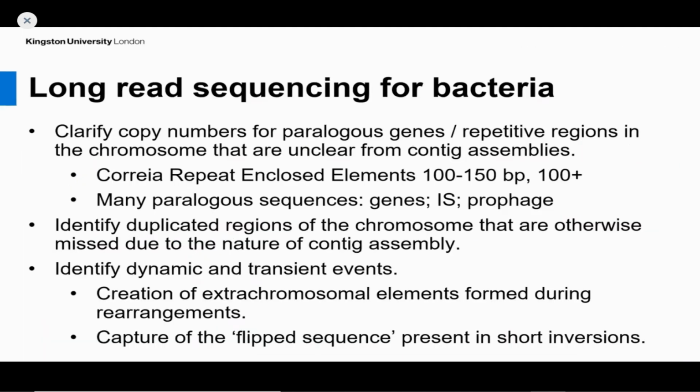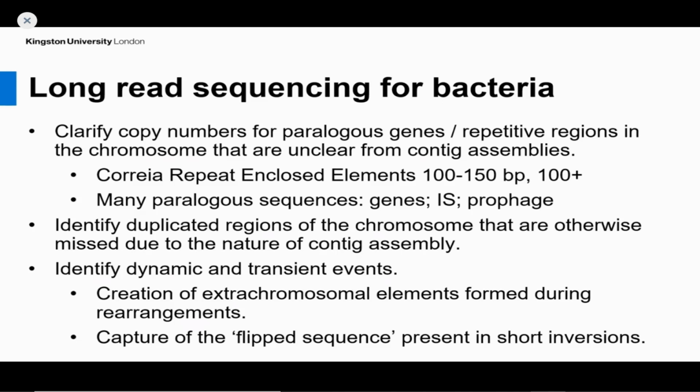So long-read sequencing for bacteria, very much in favor of doing this. It has many, many benefits for us in being able to see the whole chromosome structure of the bacteria again. So in the space of about 20 years, we've come back to being able to see what's actually happening with the bacterial chromosome as a whole. It clarifies copy numbers for paralogous genes and for repetitive regions in the chromosome that are unclear from contig assemblies, from those short read contigs that we've relied on for so long and just being quick drafts.